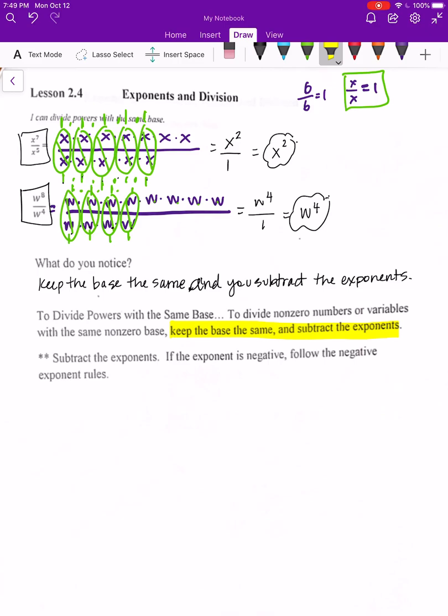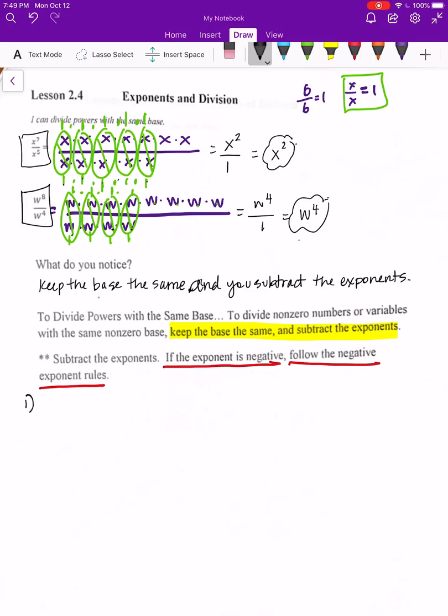Now I want to point out right here, it says if the exponent is negative, follow the negative exponent rules. That's going to be important eventually. And you know how to do negative exponents because that's what we did back a few days ago. So here we go. We're going to do several examples.